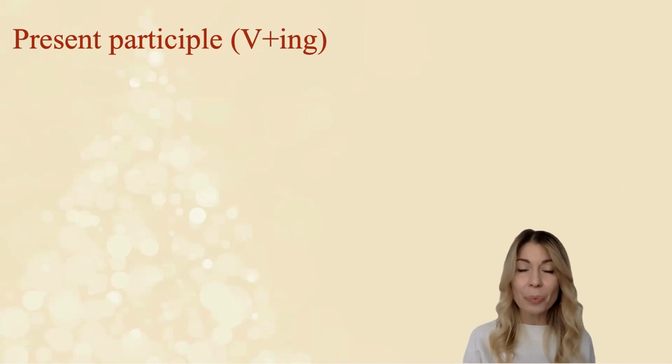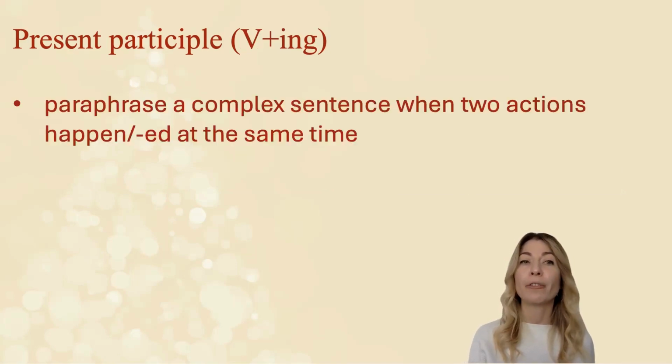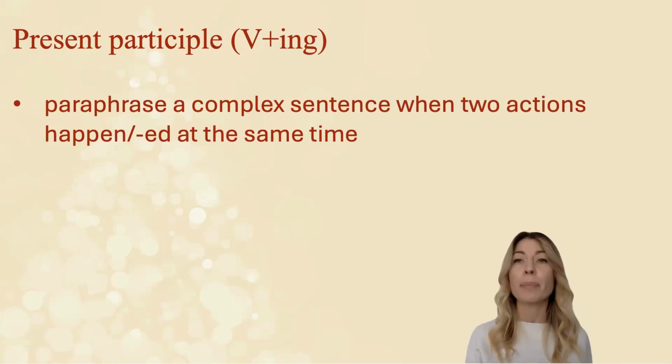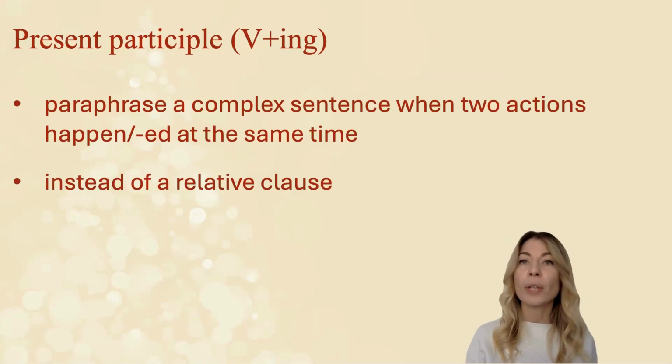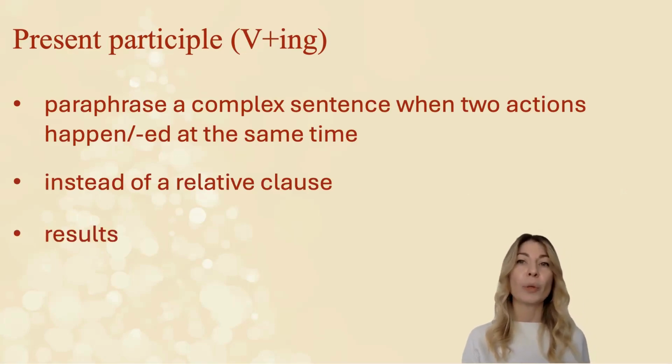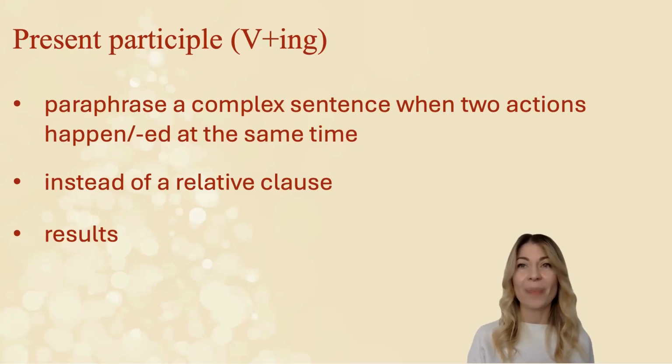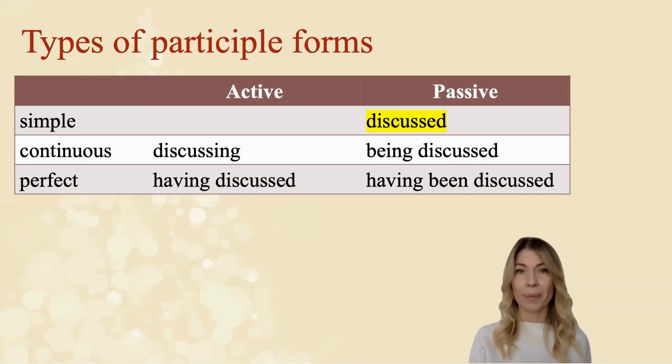We use present participle, which means this verb with an ing ending, to paraphrase or rephrase a complex sentence when two actions happen, will happen, or happened, or are happening at the same time. We also use it instead of a relative clause. And in addition, we use it when we want to link two sentences, one of which explains a result or gives a result of the previous action. Okay, that's all about present participle, and I hope it's clear now. Let's move on to the next form.